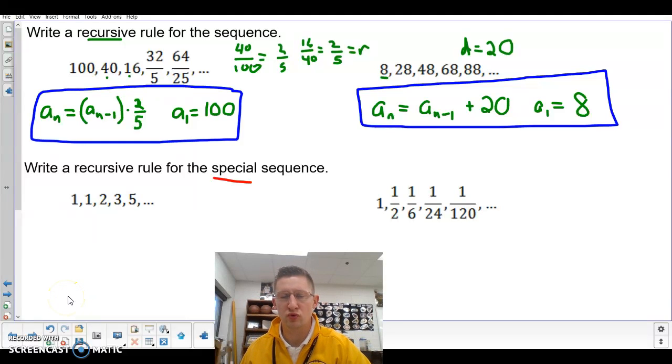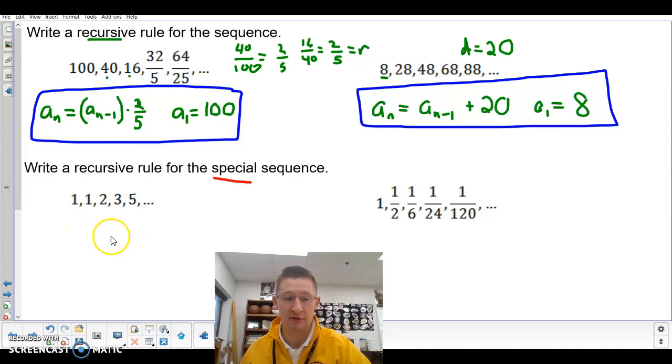Okay, in part 2 of lesson 5.5 on recursive rules for arithmetic and geometric sequences, we're going to look at a couple of special sequences and then do a word problem here. So 1, 1, 2, 3, 5, if you remember, is the most famous sequence of all, the Fibonacci sequence. Back at the beginning of the unit, we talked about this sequence, and I mentioned to write this in explicit form is really hard to do. There is one, but again, it's really difficult.